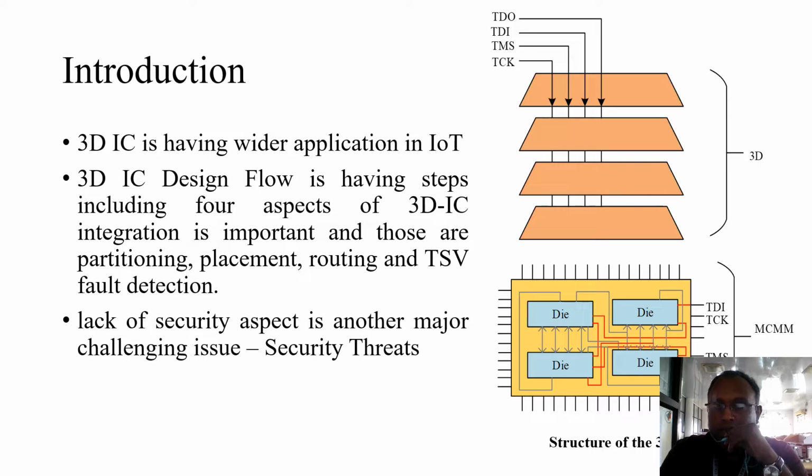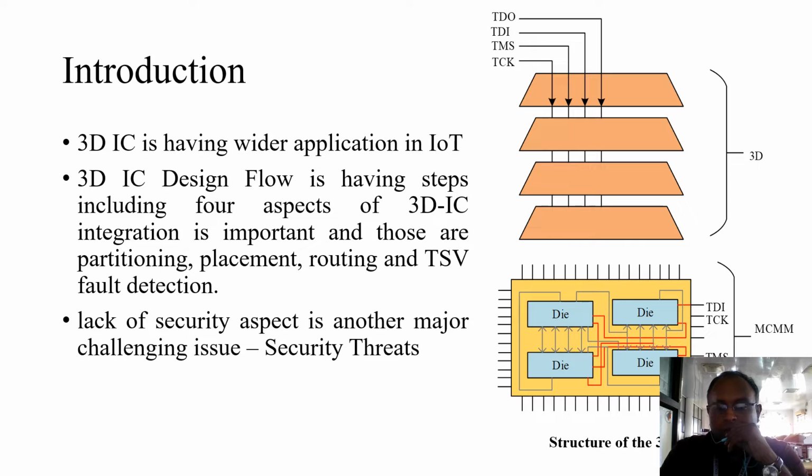3D IC has wider applications in IoT because IoT is the future. A lot of applications are coming up, so 3D IC is going to be used in IoT. Just like a 2D IC, the 3D IC design flow has steps, which have 4 important aspects for integration: partitioning, placement, routing, and TSV fault detection.